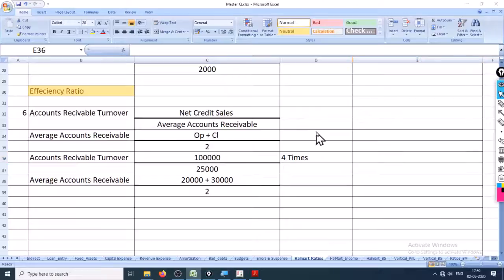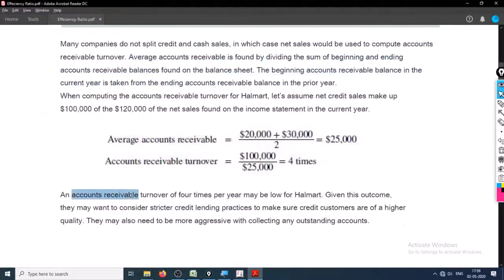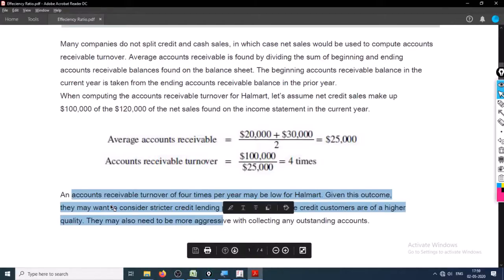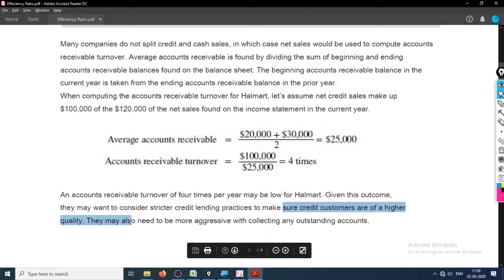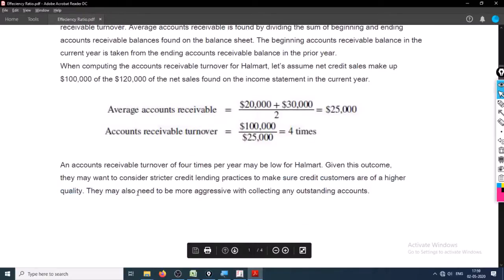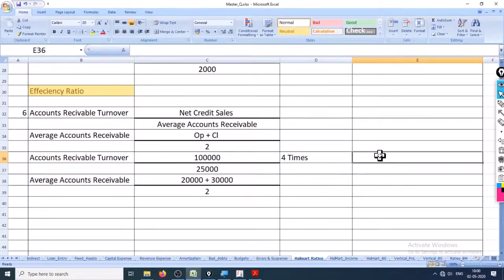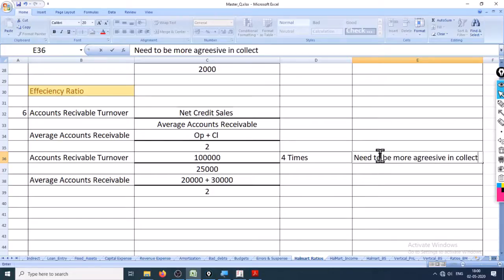Hence, what's our observation? An account receivable turnover of 4 times per year may be low for Hallmark. Given this outcome, they may want to consider strict credit lending to make sure credit customers are of high quality. Need to be more aggressive in collecting payments and need high quality lenders.